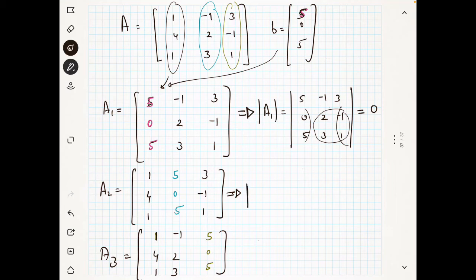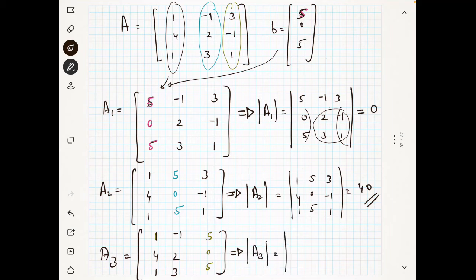Next A2 I will be calculating as the determinant of 1, 4, 1, 5, 0, 5, 3, minus 1, 1. So you will get this answer as 40. You can check it. And now determinant of A3, the determinant of 1, minus 1, 5, 4, 2, 0, 1, 3, 5. You will get this answer as 80, I think so. Yes, you can calculate and verify this.